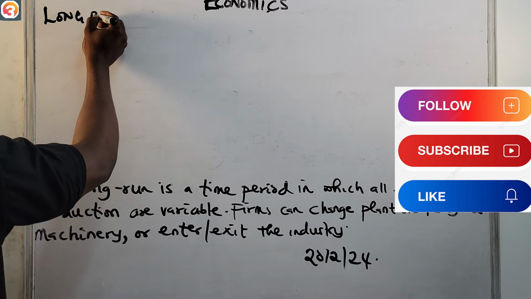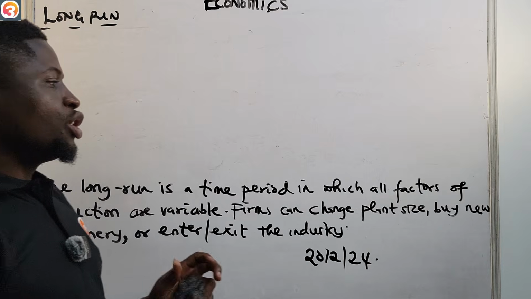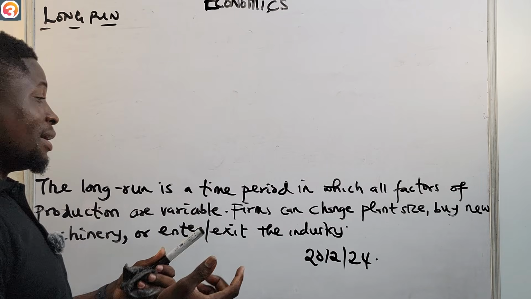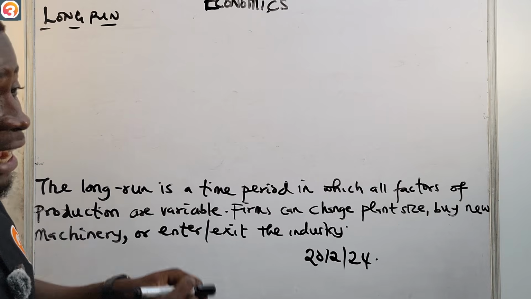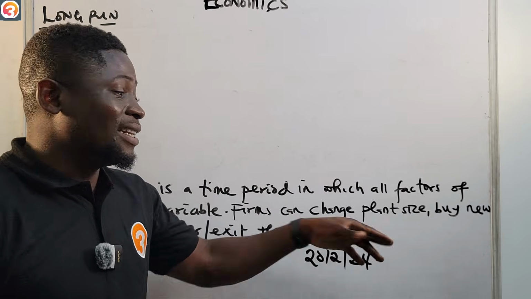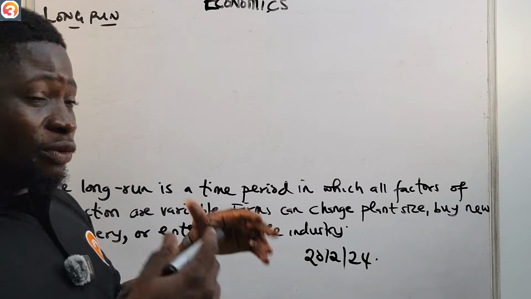So let us look at the long run production process. The long run is a time period in which all factors of production are variable. We talked about that. Land, labor, capital, they are variable. So your firms can change plant size. You can try to change the size of the plant or of the machine that you are using for production.